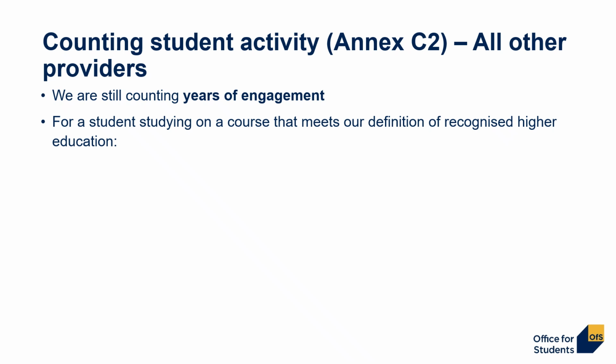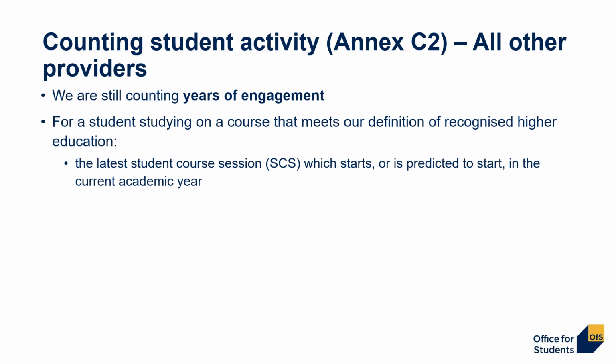As with the FECs, for students studying on courses that meet our definition of recognised higher education for OFS funding purposes, their study will have one or more years of engagement in their engagement with the provider. The latest student course session, or SCS, which starts or is predicted to start in the current academic year, should be used to determine the year of engagement for HESA. For example, if a student begins a student course session on the 4th of October, that would be the start of their year of engagement.